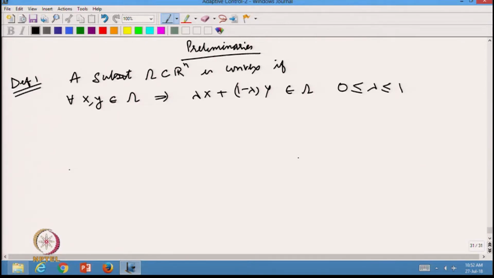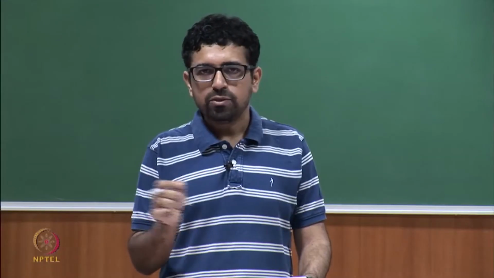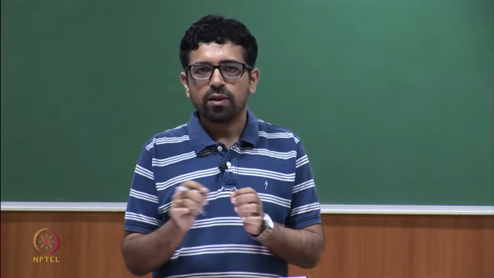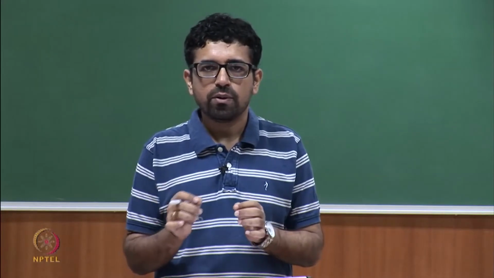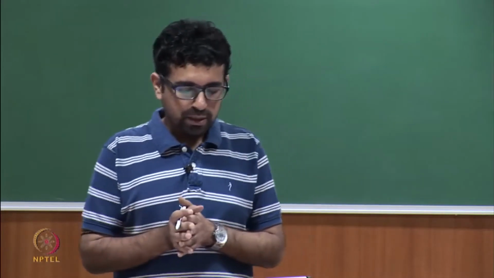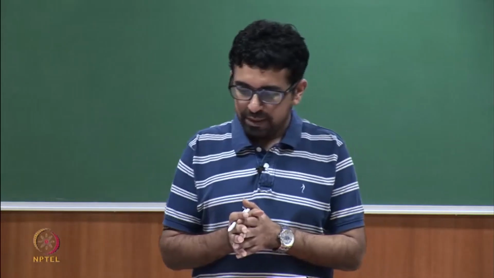So this just means that if a set is convex, then you take any 2 points in that set, and the line and all the points on the line joining the 2 points will also lie within the set. So, that is what a convex set is.